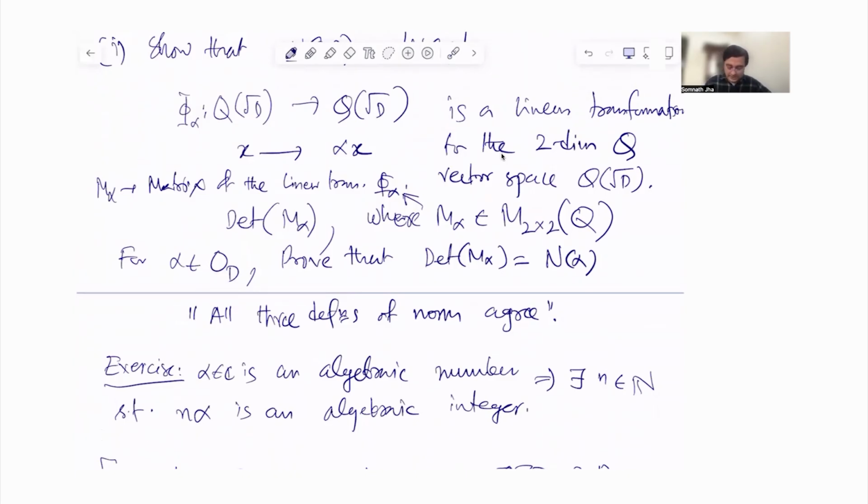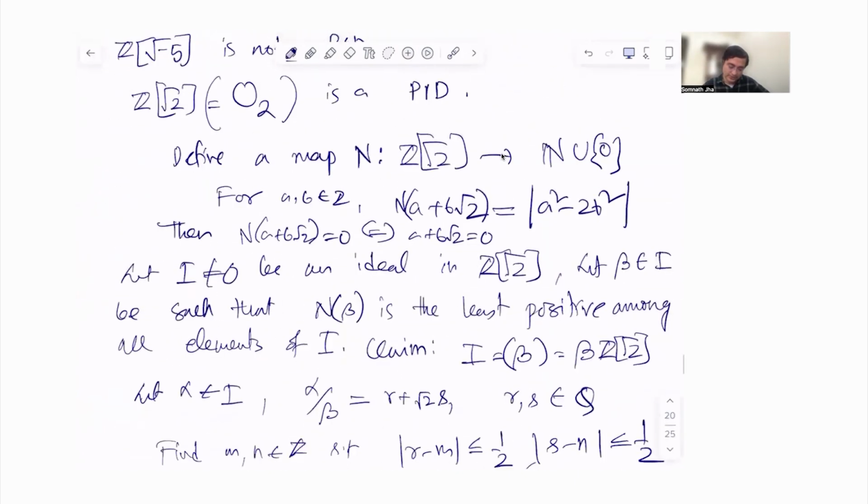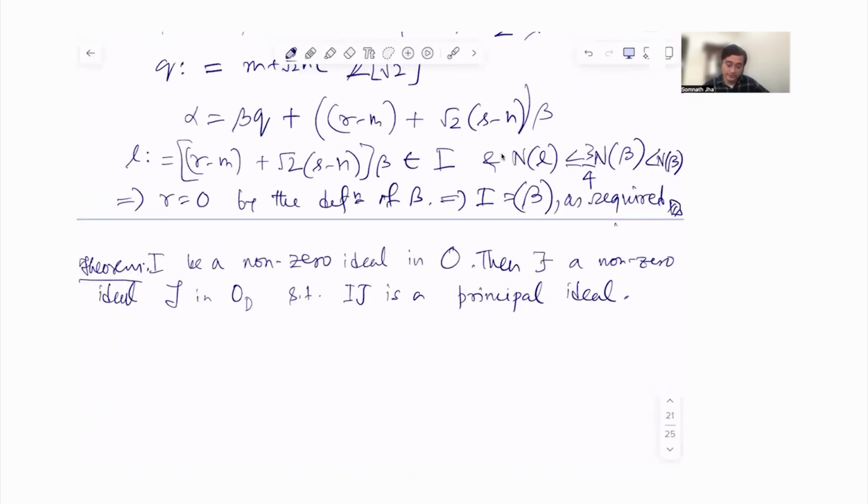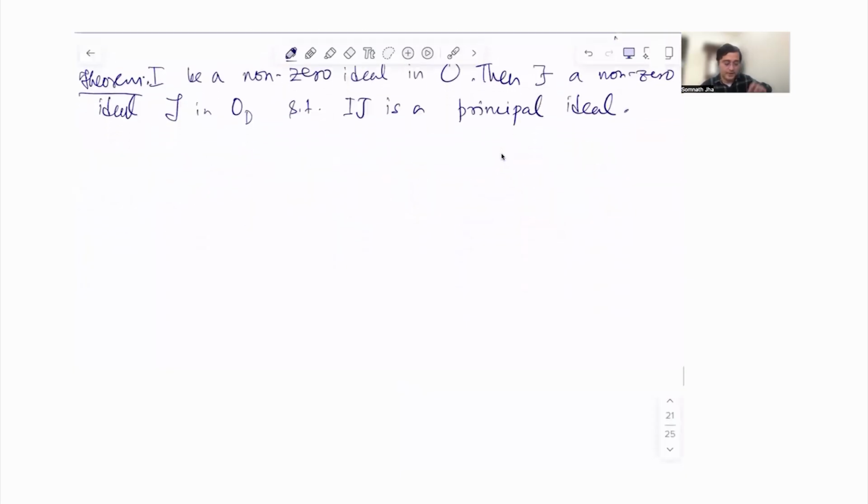And I made a side remark that if alpha is an algebraic number, then there exists n such that n times alpha is an algebraic integer. If you prove that the set of algebraic integers is a ring, then it will follow that the set of algebraic numbers is a field, and from there you can prove that Q bar, the algebraic closure of Q, is the field of algebraic numbers. Then I worked out the example that Z[√2] is a PID, which gives an example of a real quadratic field that is a PID. Next we want to prove an important result, and we'll see various applications of it.